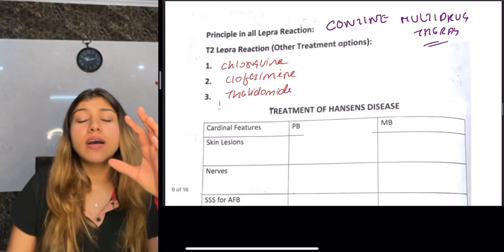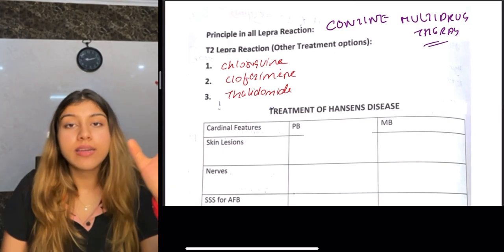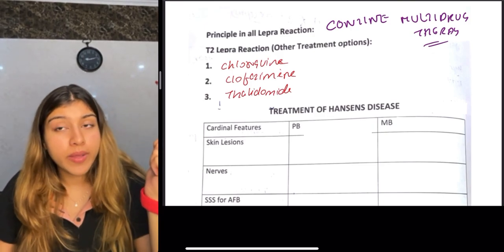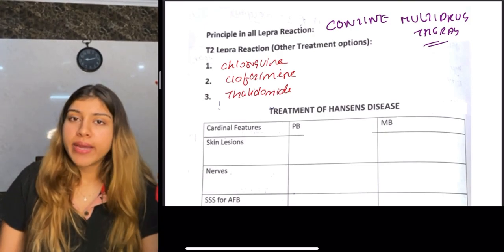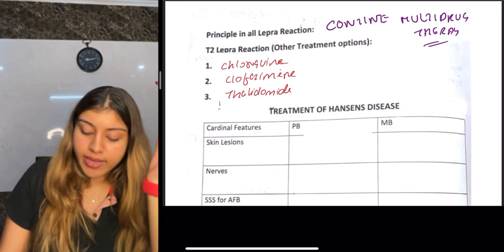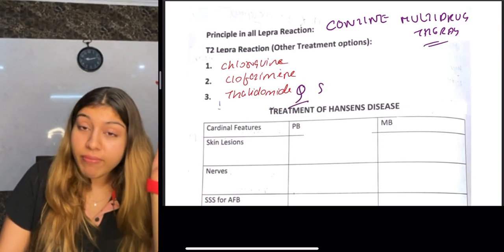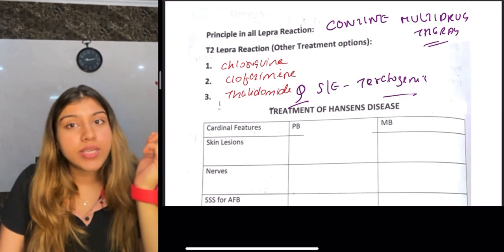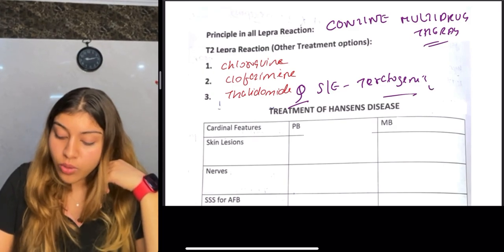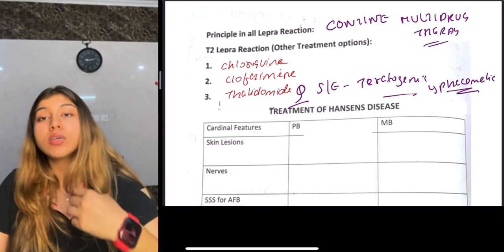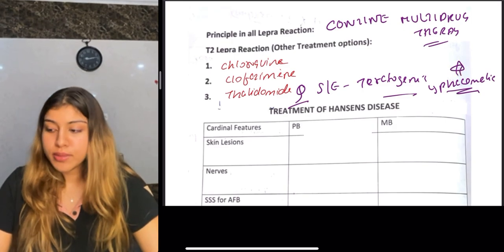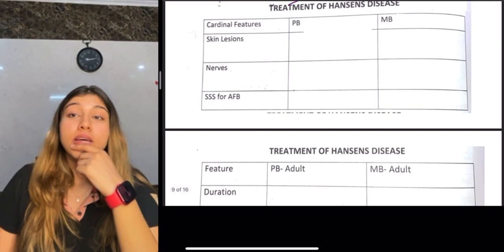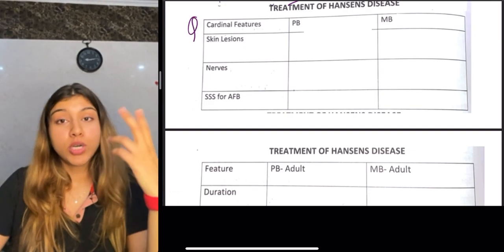If you ask what other drugs I can give in type 2 lepra reaction, one is chloroquine, then clofazimine and thalidomide. One important pharma question, guys: what is the side effect of thalidomide? It is teratogenic in nature, and what does it cause? It causes phocomelia. This is important.